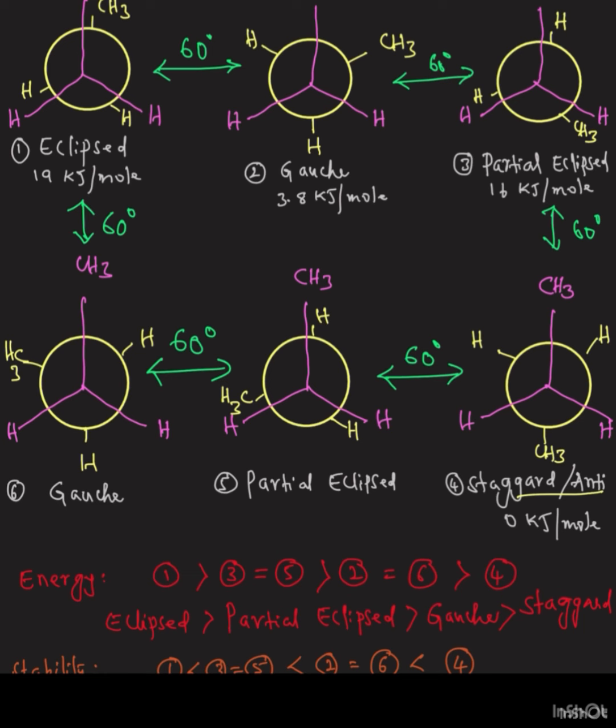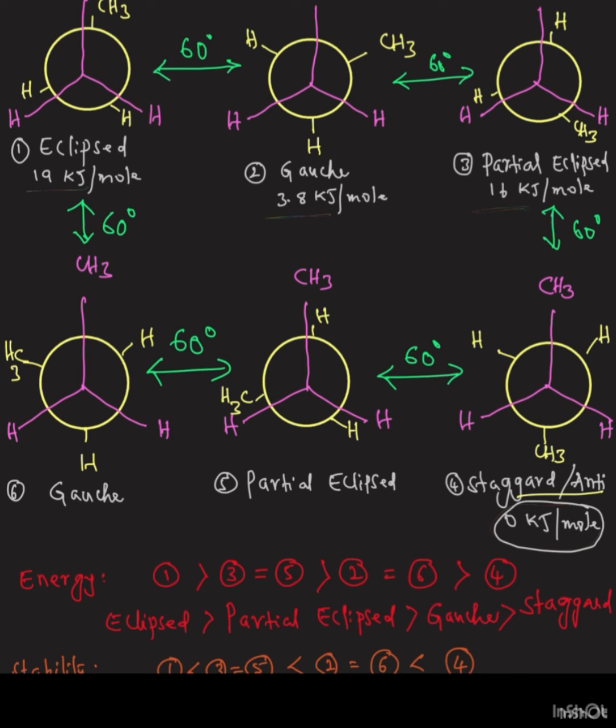Here energy is also mentioned: eclipsed 19 kilojoules, Gauche 3.8, partially eclipsed 16, whereas coming to the staggered, which is also called anti, it is 0 kilojoules per mole. So like this, these are the 6 conformers. Between eclipsed and staggered, whatever conformers are there, they are called skew conformers. That is Gauche and partially eclipsed, all together they are called skew conformers.